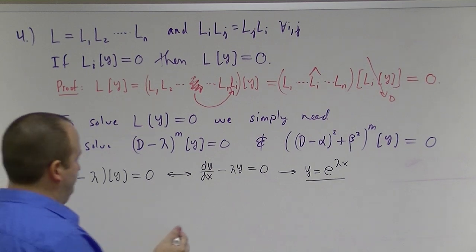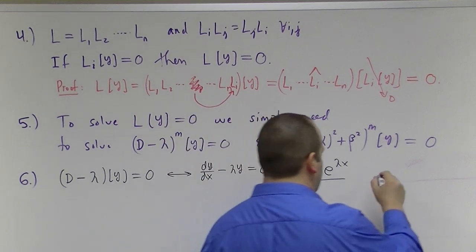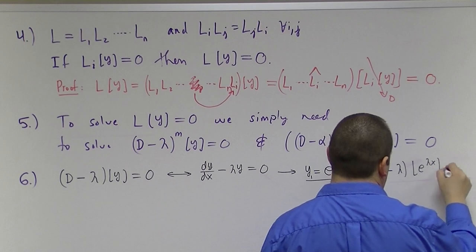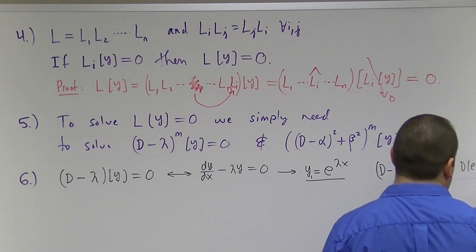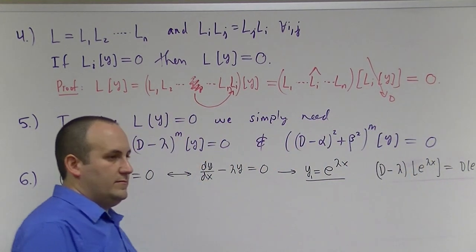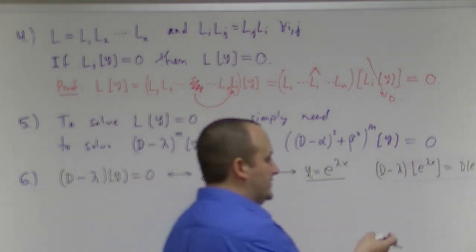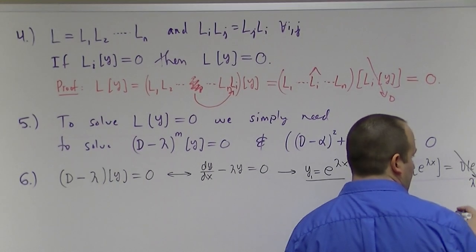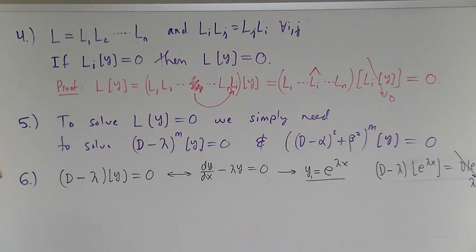Let's call it y1 for the moment, for the sake of terminology. So you can check that directly, right? D minus lambda acting on e to the lambda x by definition is d of e to the lambda x minus lambda e to the lambda x. That's what that means. The lambda there is just a multiplication by that scalar. And the chain rule says that this is lambda e to the lambda x, and then we cancel and you get zero. Okay, so there's the n equals 1 case.